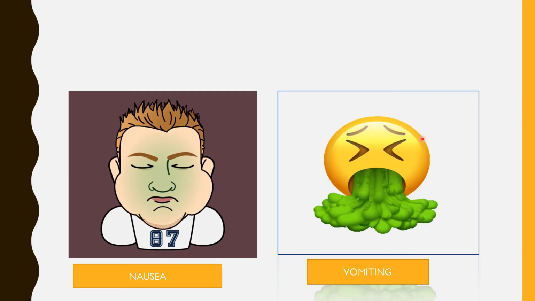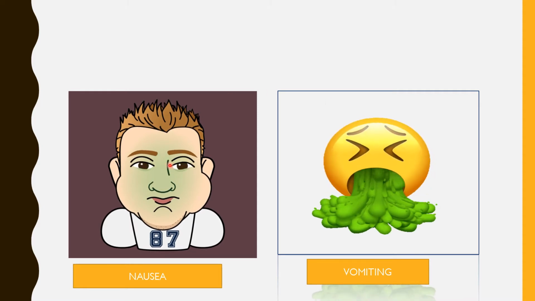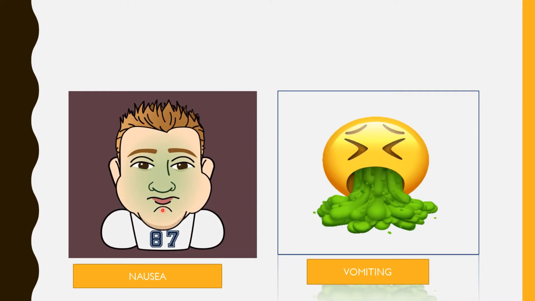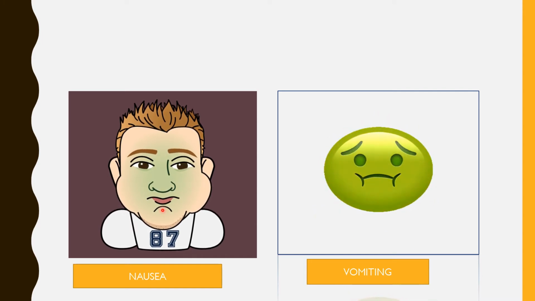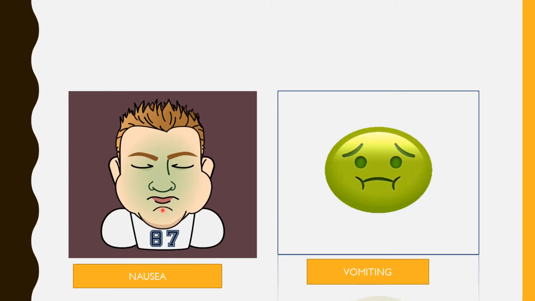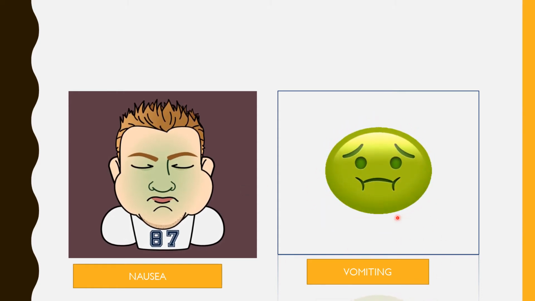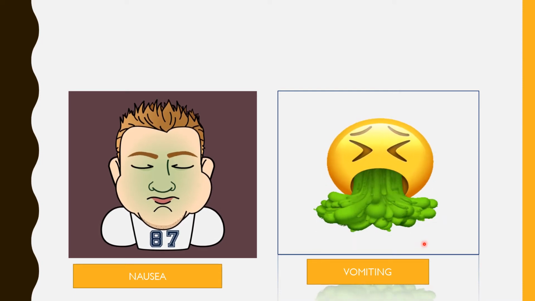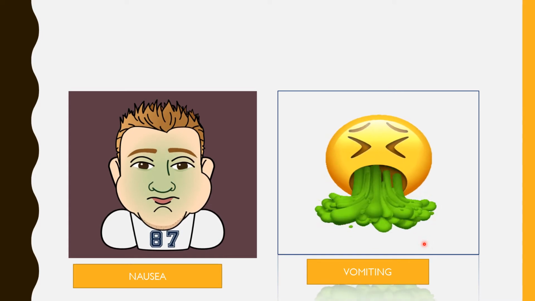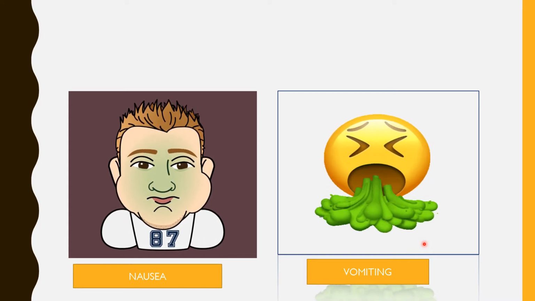What is nausea? Nausea is the sensation of wanting to vomit. You can see this man, he's feeling like he's trying to vomit, but it is not actually vomiting. In the case of the next, the smiley, you can see him vomiting. Vomiting can actually lead you to dehydration. He just vomits out. I don't think there is any definition for this.